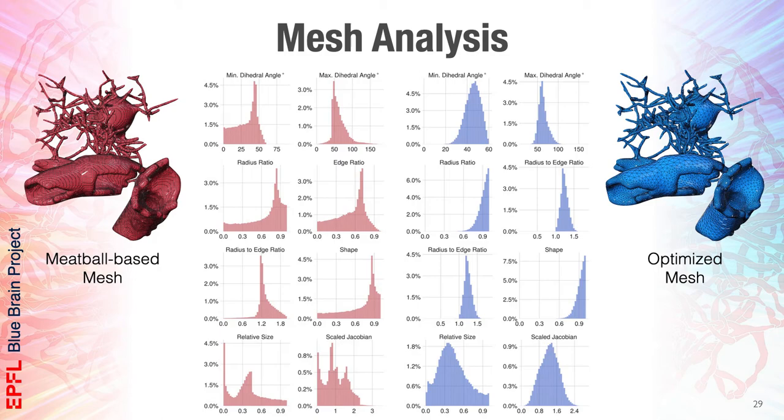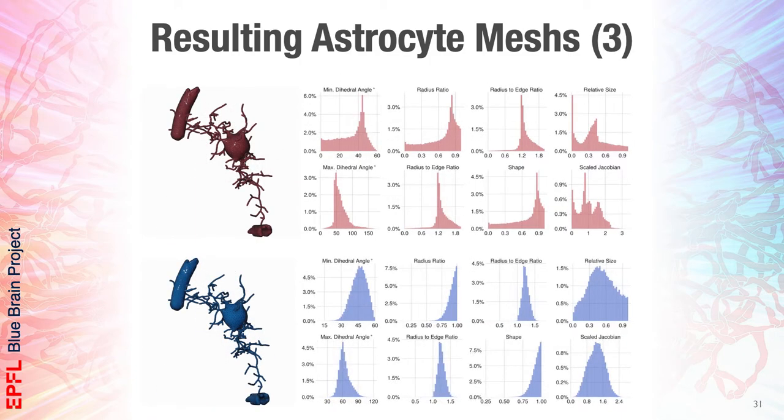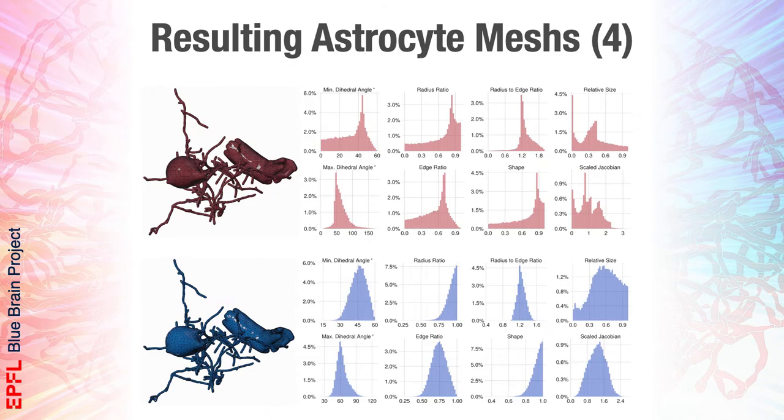We have used 5,000 astrocytic morphologies to test our pipeline, and the results were all successful on all the provided astrocytic morphologies. So we just show here the results for different astrocytic meshes, to see how distributions would look like at the end.